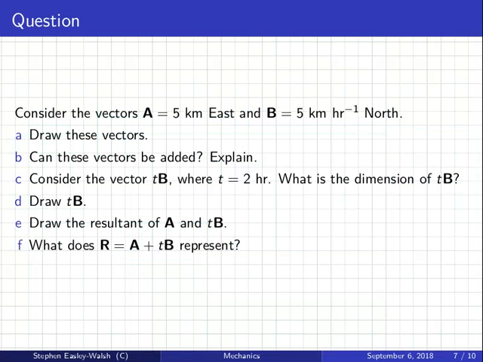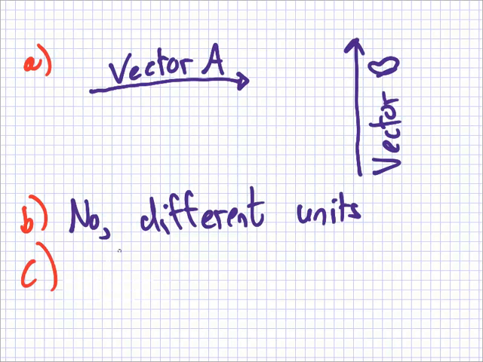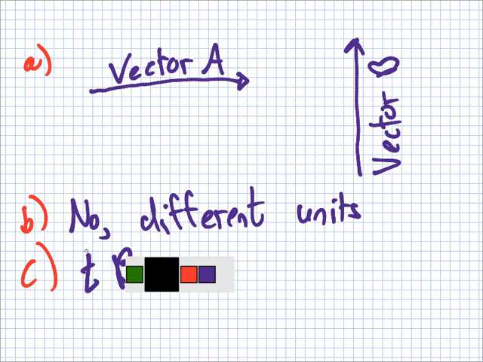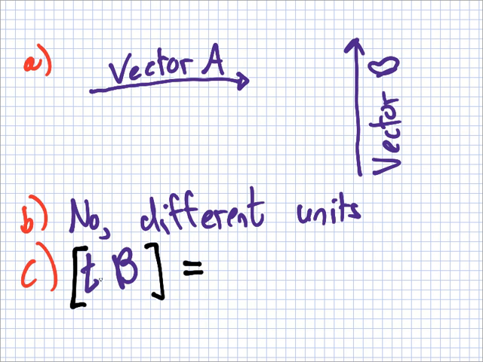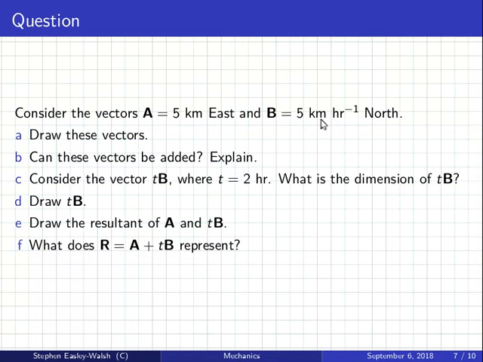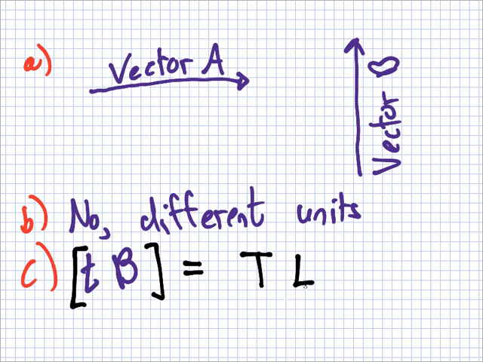Okay, C. Consider the vector TB, where t is 2 hours. What is the dimension of TB? Remember, we can represent dimension like that. L. Yeah, it is, isn't it? Because what's the dimension of T? Time. And dimension of B? Length per time. So the dimension of TB is length.